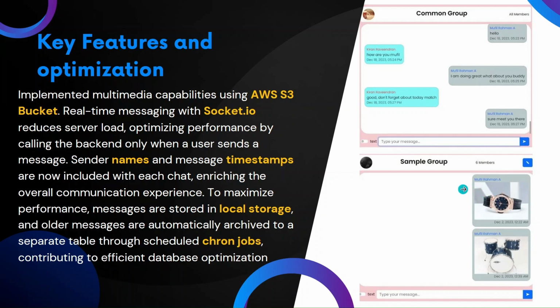It will only call when someone sends messages in that certain group. Once a message is shared, you can see it shows the name of the user who sent the message, and the timestamp as well. Also, I am storing my previous messages in local storage so that the API call load will be lesser. So it also improves the performance of this application.